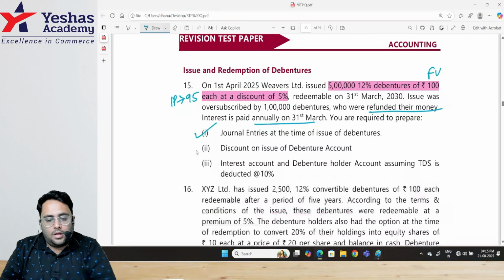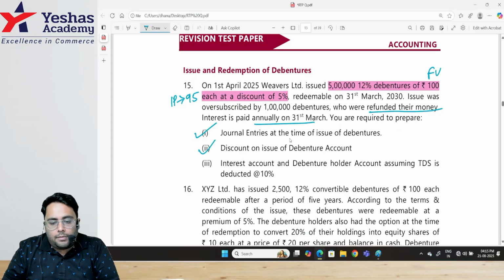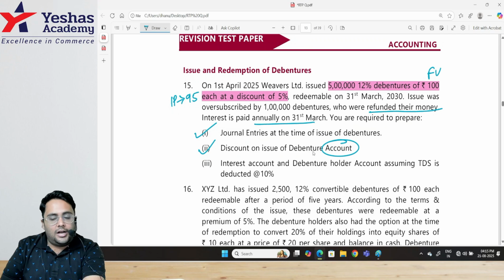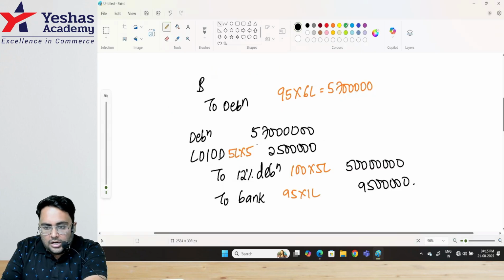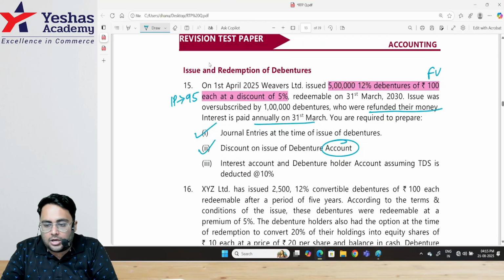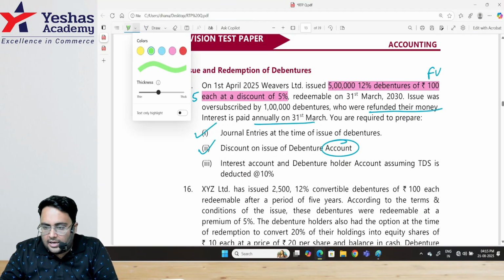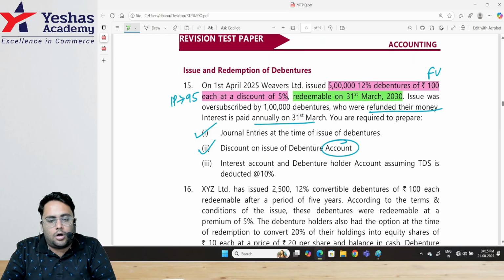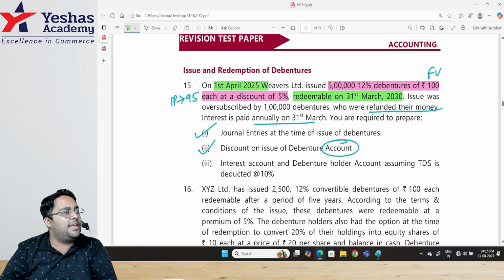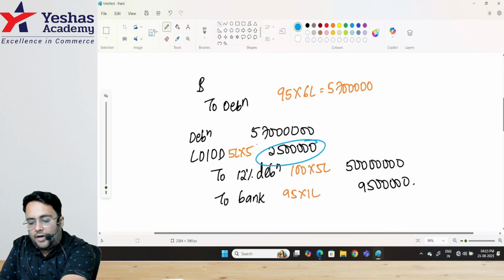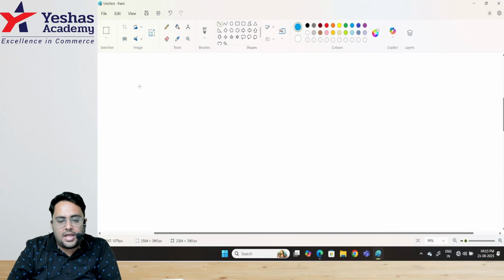Second part. Discount on issue of debenture account. They're asking you to prepare the ledger account. What was your total discount? Your total discount is 25 lakh. What is the life of the debenture? Where have they given? Redeemable on 31st March 2030. So issued on 1st April 2015. How many years? 5 years. So 1/5 will be written off every year.